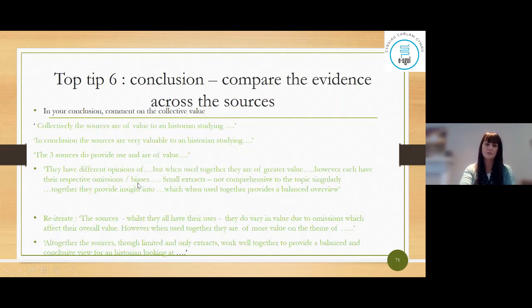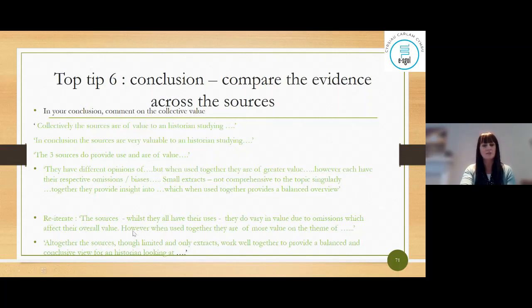Each have their respective omissions or biases. They're small extracts. They're not comprehensive to the topic singularly. However, together they do provide insight, and when used together, they provide a balanced overview. You don't need everything here, obviously. You choose what you think would suit you in your conclusion.